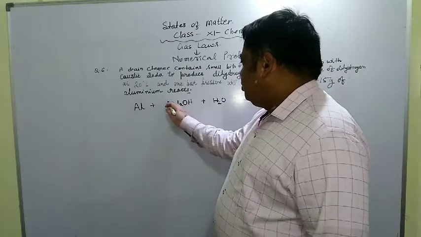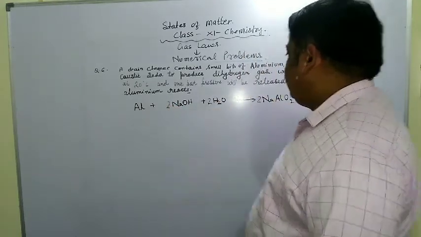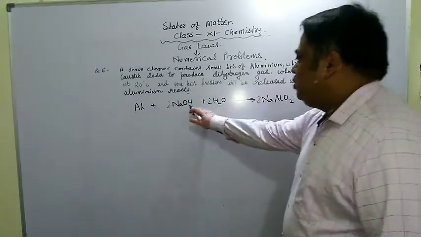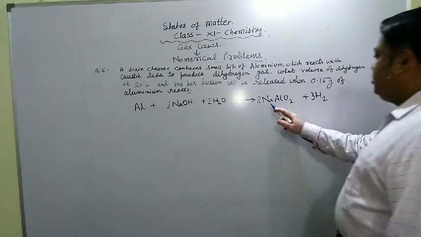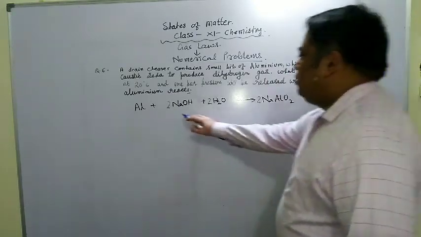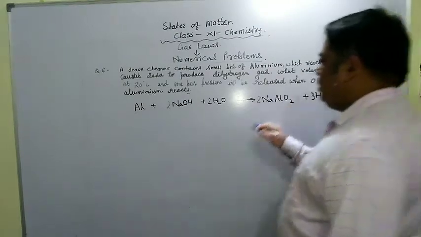We can give 2 over here. This will become 2, then again 2 over here. Now 4 hydrogen and 2 hydrogen, 6 hydrogen and 6 hydrogen is balanced. 2 sodium is balanced with 2 sodium, 4 oxygen balanced with 4 oxygen. Now how many aluminum? Aluminum is 2 here, so we'll give 2.